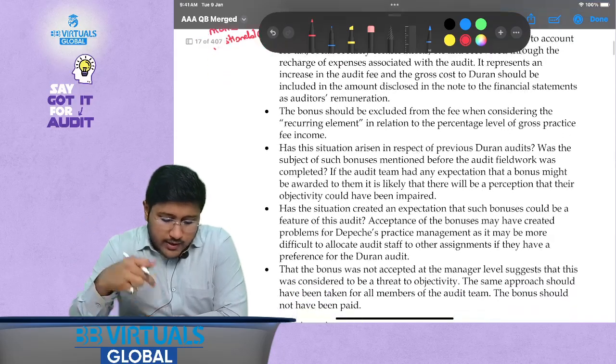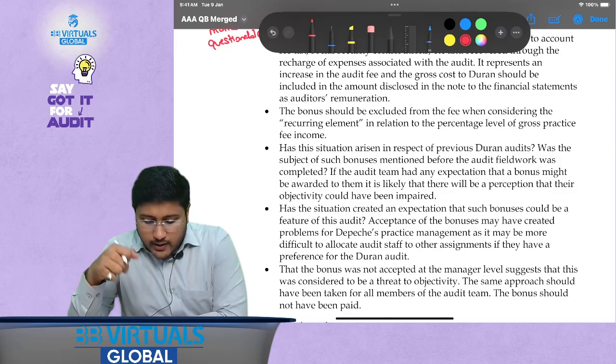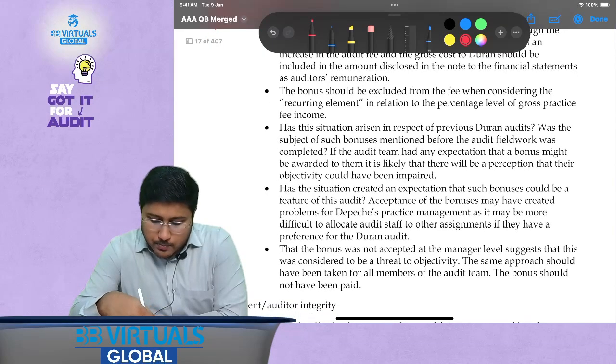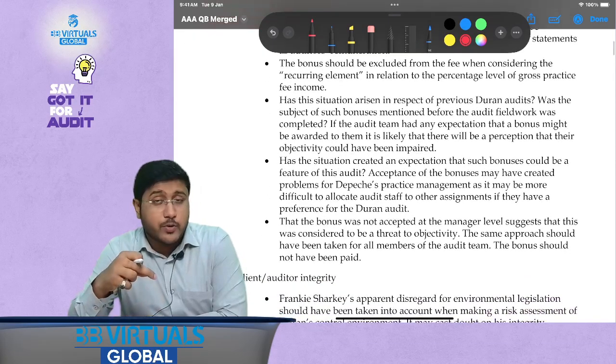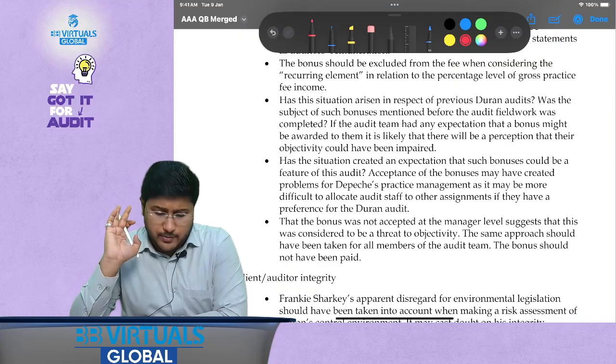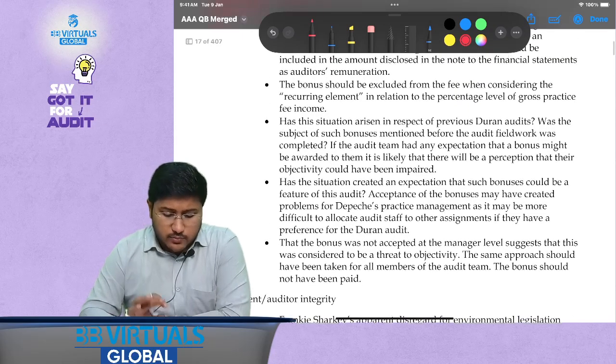Okay. Has the situation arisen in respect of previous Duran audits? Was the subject of such bonuses mentioned before the audit fieldwork was completed? If the audit team had any expectation that a bonus might be awarded to them, it is likely that there will be a perception that their objectivity could have been impaired. So whether it was previously agreed or not, that is very important before accepting. Okay. This point is not very important for you to write, but other points are very important.